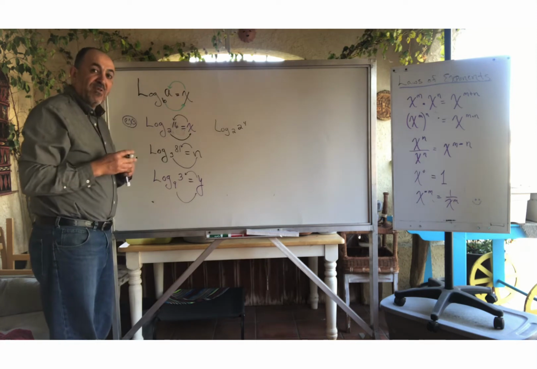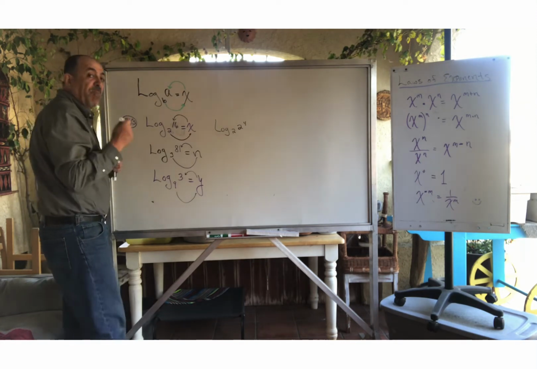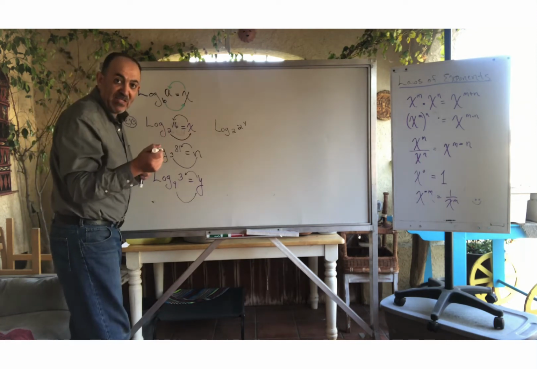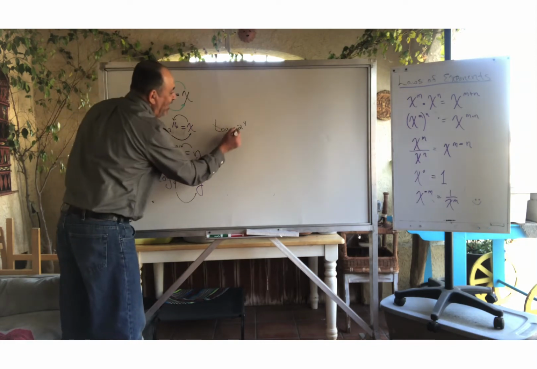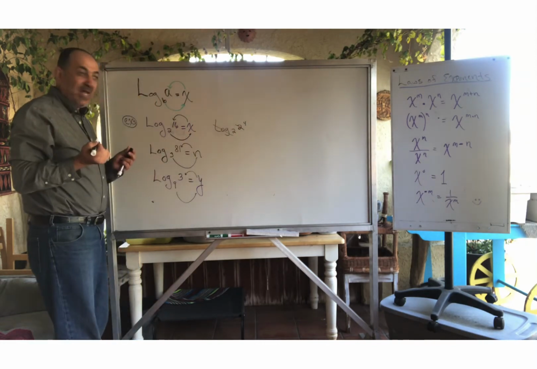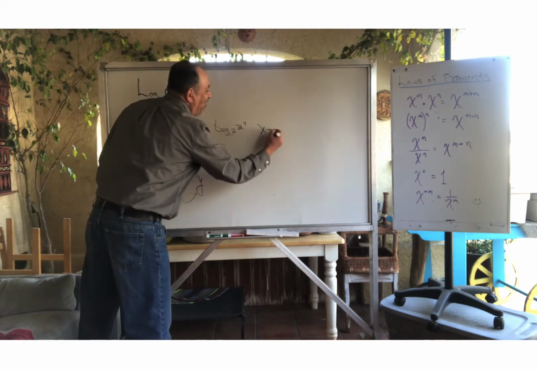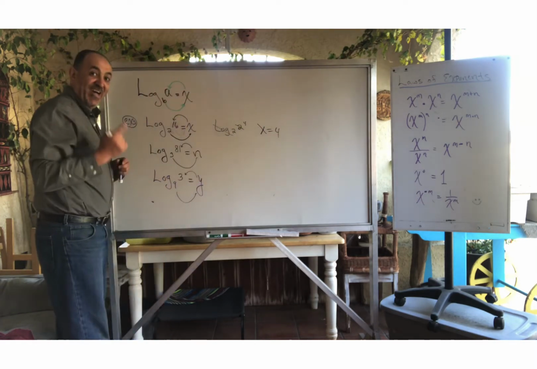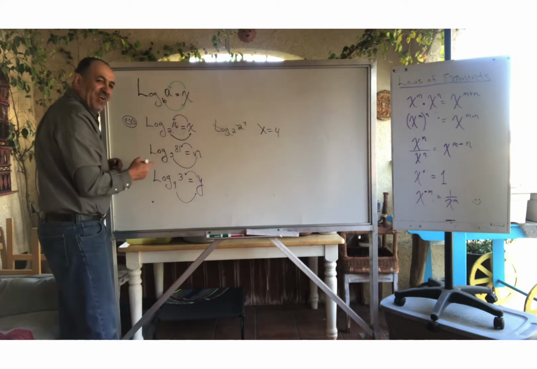Well, one of the properties we've learned in logs is that when the base of the log is equal to the base of the exponent, they simply cancel. And whatever's left over is the answer, so x is equal to 4. Much shorter, huh? I like it too. Let's try this one here.